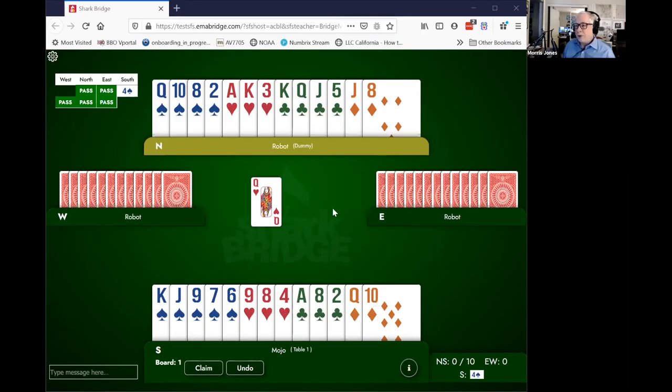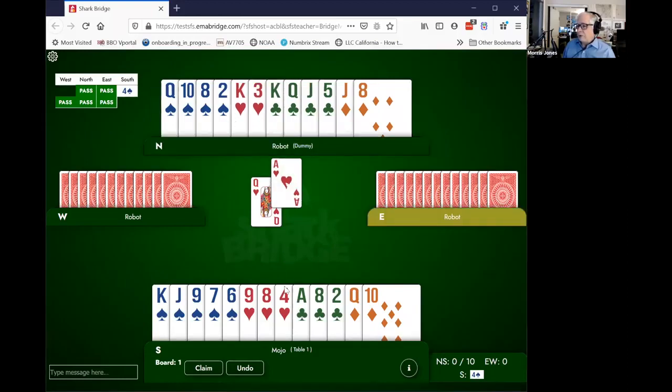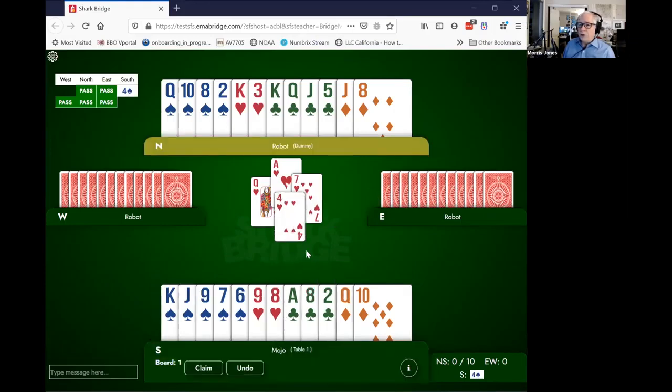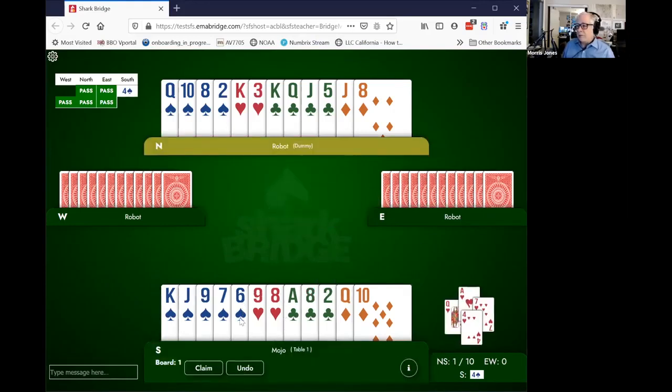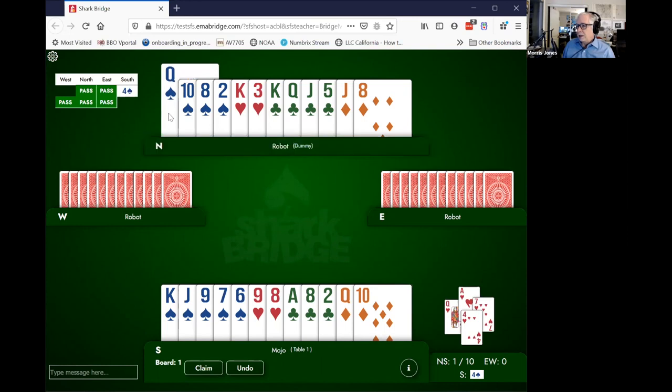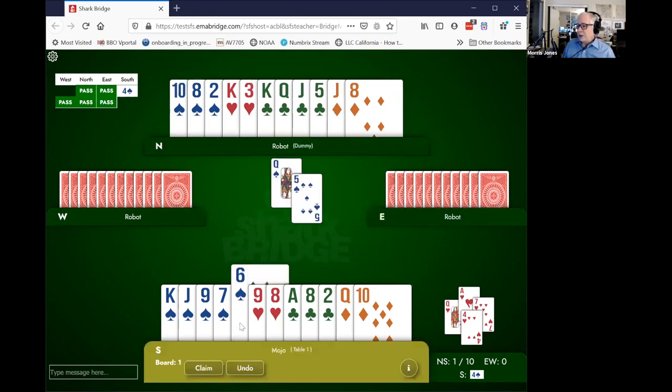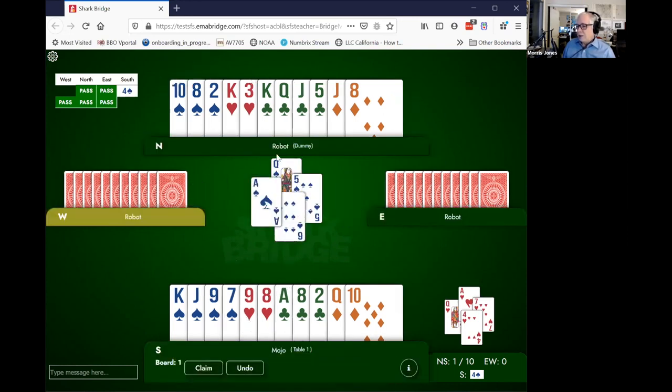That's 4 losers. Now we can afford 3 losers and still make our contract. The advantage here is that our heart loser is slow. So if we play the hand, can we draw trump? The question is, do I have the luxury of putting the opponents in on the lead? Let's see. Because the heart loser is slow, I still have time to lose that ace of spades right now.